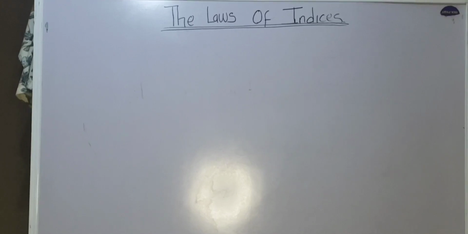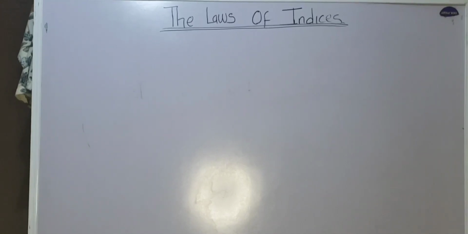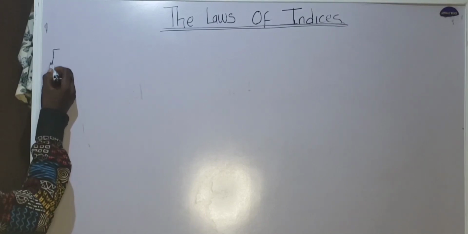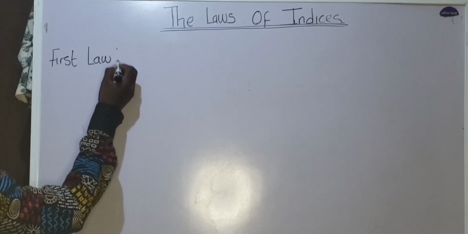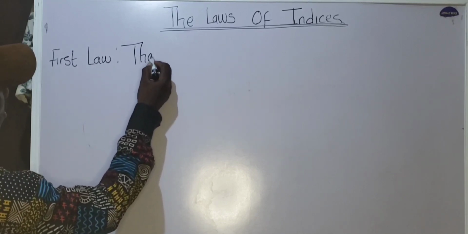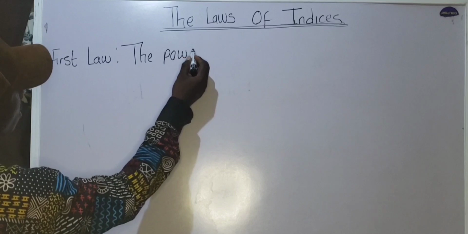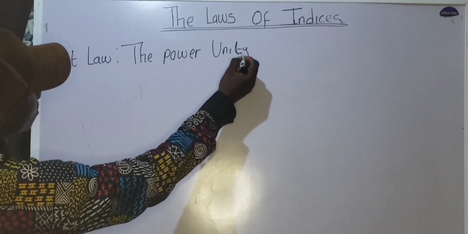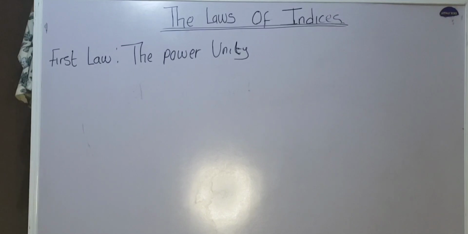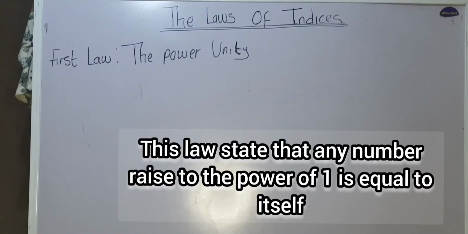Today's lesson, we are going to talk about the laws of indices. And the first law we are going to talk about is the power unity. This is the first law of indices that we are going to talk about. This law states that any number raised to the power of 1 is equal to itself.